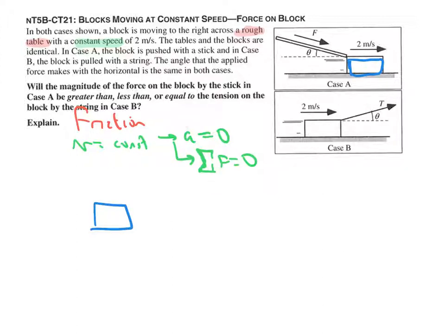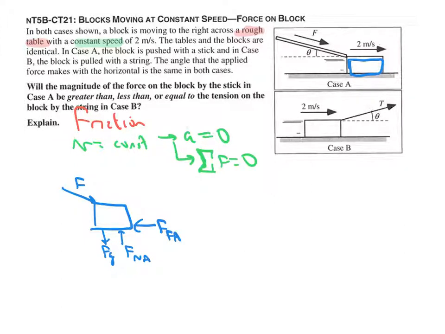we have, of course, a weight, and that's balanced by a normal force, which we're going to call FNA. Notice since the block's identical, I don't actually have to identify the weight. It'll be the same in both cases. And then we have F coming down like this. And, of course, a frictional force, which we're going to call FFA.